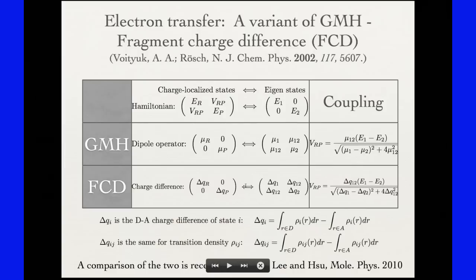Again, a 2x2 state problem. If you know how to do this linear transformation, we know how to obtain these couplings. And then again, you obtain a very similar expression, except now you have the delta Q operator here.